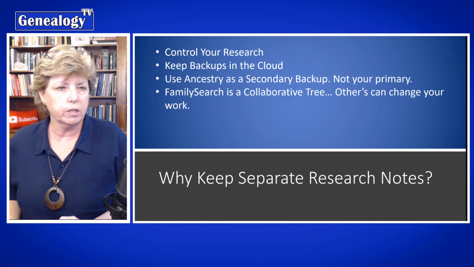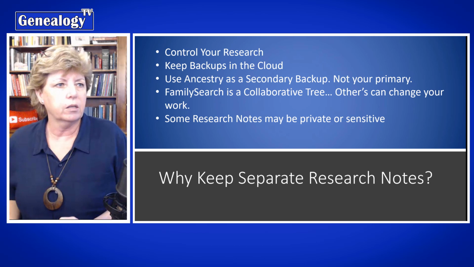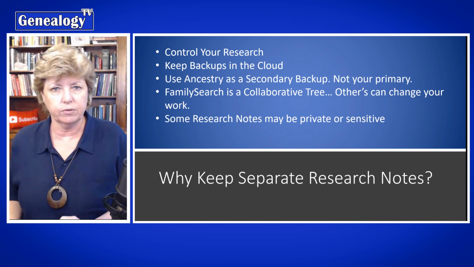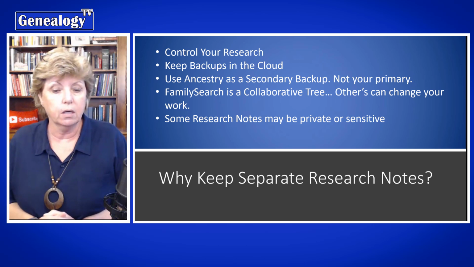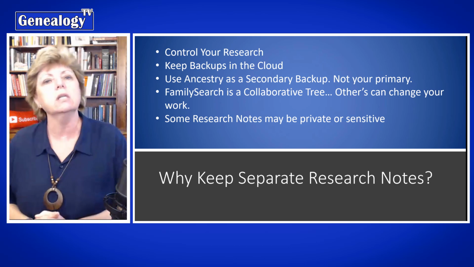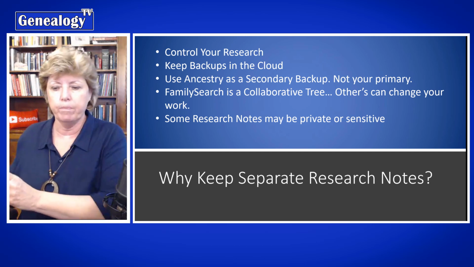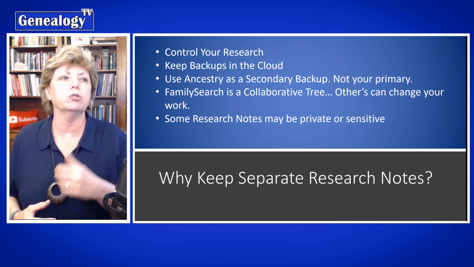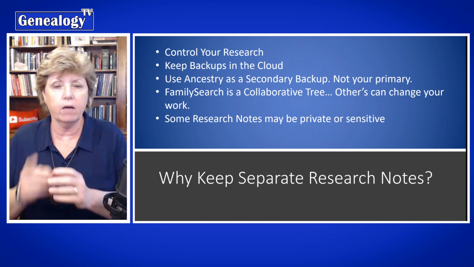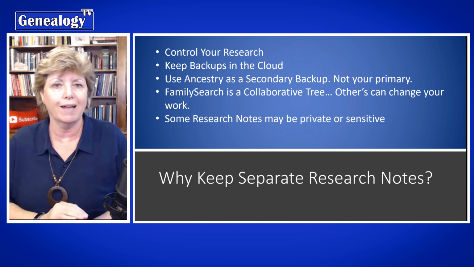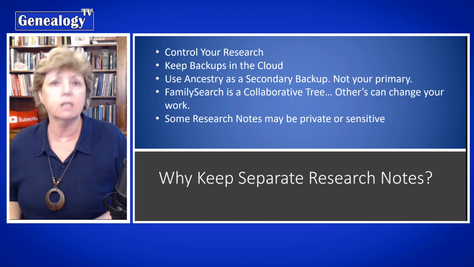FamilySearch is a collaborative tree, so others can change your work, so that's not an option. Some research notes may be private or sensitive, so that might be another reason. So if you have a sensitive situation in your family that you don't want the world to see, where are you going to keep that? So if you keep a separate set of research notes on your desktop or in your computer, as opposed to a different set of notes on Ancestry, in my opinion, why do that? I have one set of research notes for every ancestor. That's it. Easy peasy, clean and simple, but it has everything in it that I need.